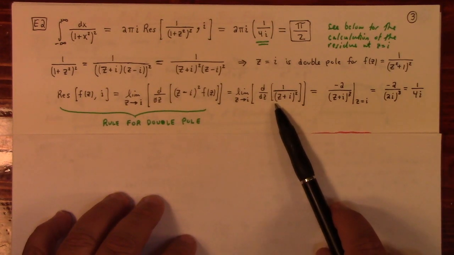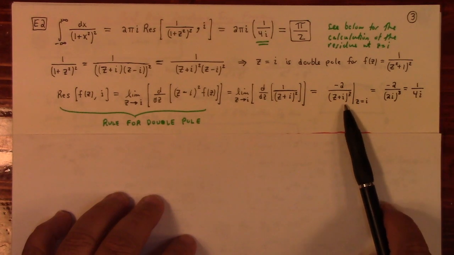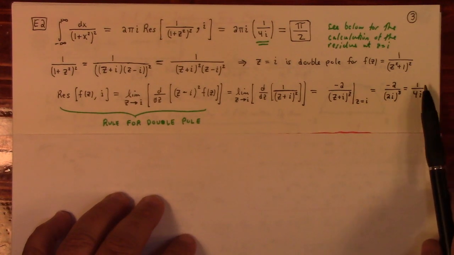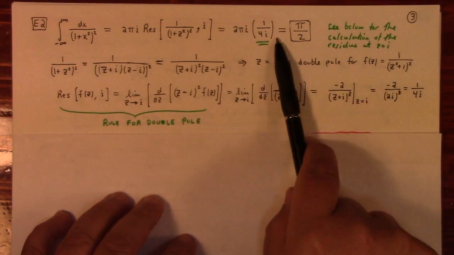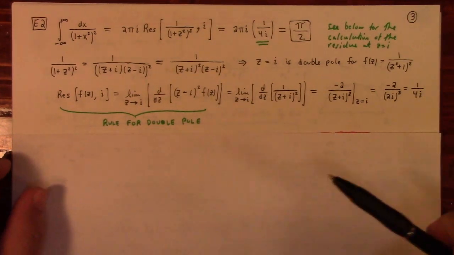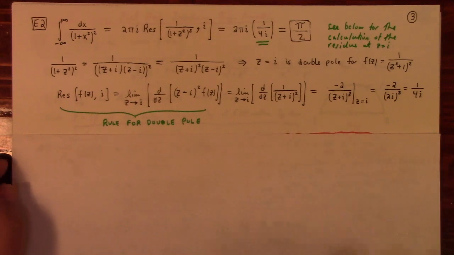So differentiating that gives me minus 2 over (z plus i) cubed. And then I evaluate that at z equals i. All right. And that gives me 1 over 4i. So that's what I put up there and gives us the pi over 2, right? So again, this is the rule for calculating the residue of a double pole.